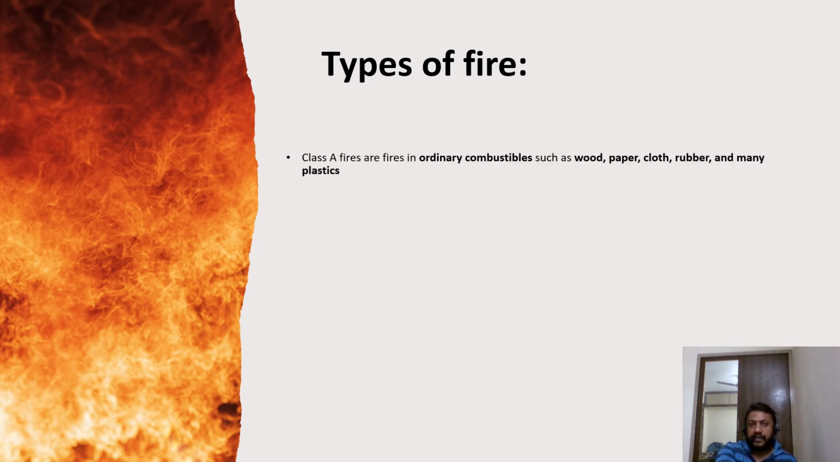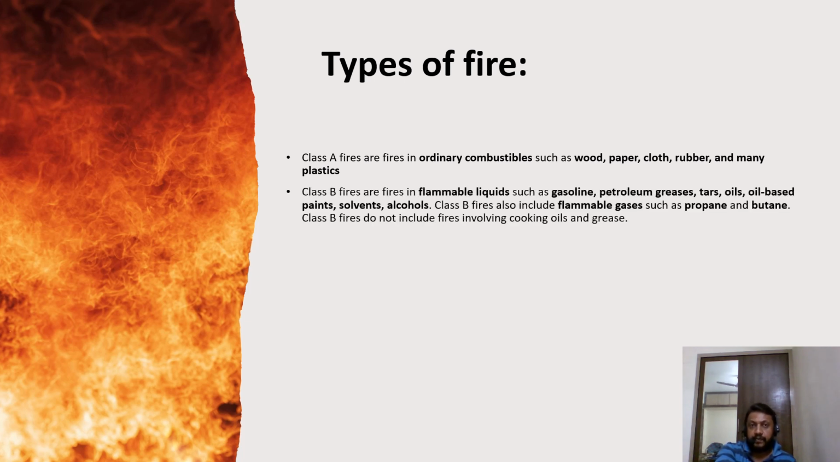Let's begin with class A. What is this class A? It is ordinary combustibles such as paper, wood, cloth, rubber, and any such kind of plastics. So if fire catches on any of these kinds of material, that type of fire is considered a class A fire. So those are liquid. I'm sorry, those are solid.